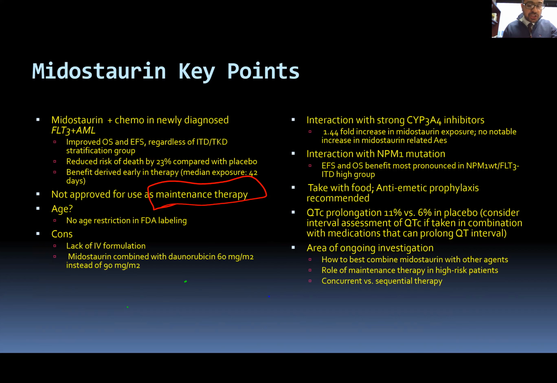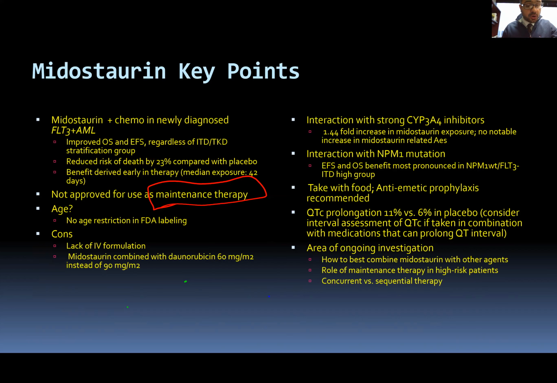The age: FDA approval, even though the clinical trial was 18 to 60, older than 18 and younger than 60, the FDA approval had no label age restriction. So you can use it in anyone. You can use it in 80 years old, in 90 years old, if you have one who can take a pill.